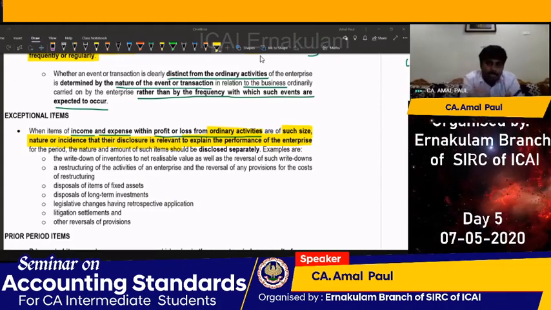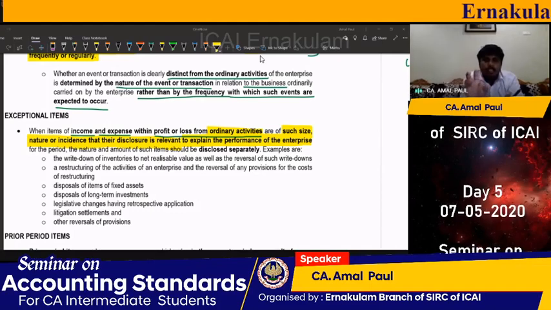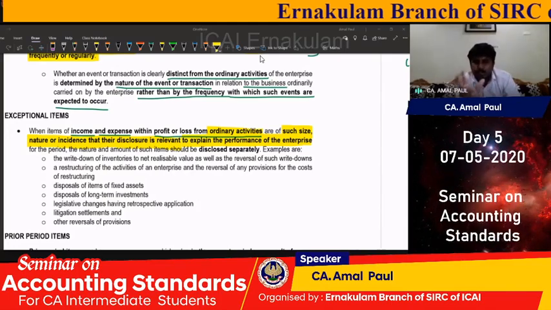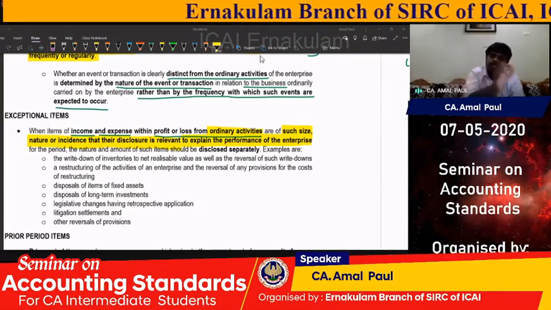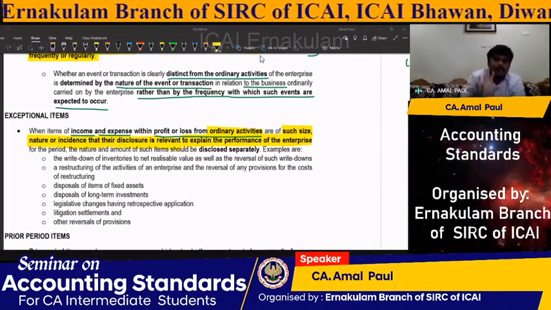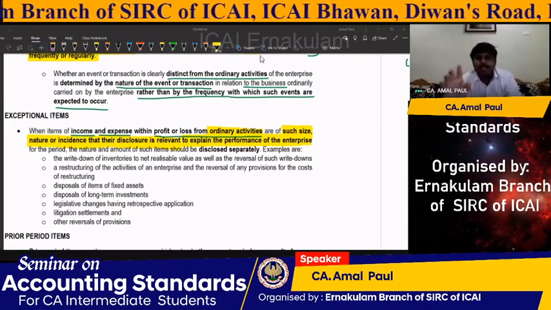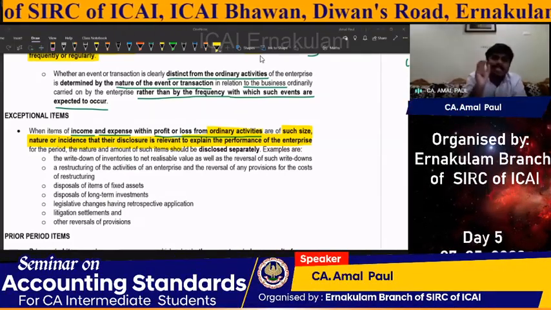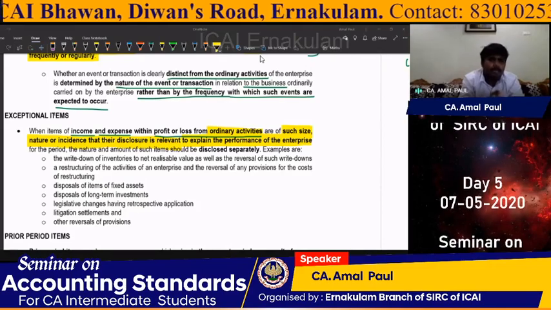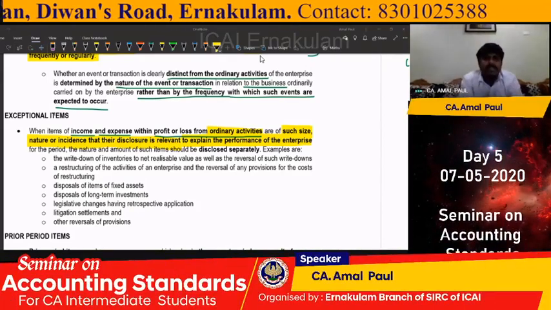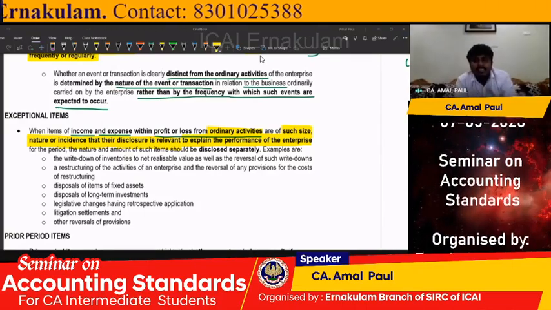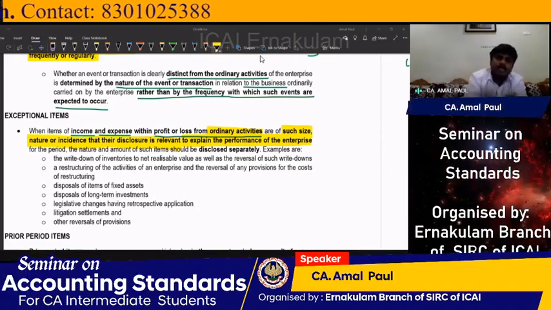If it is to be disclosed separately for the purpose of understanding this entity's performance, these are not occurring frequently, or rarely occur, but are within the ordinary course itself. So in order to understand the usual profit, usual financial performance, a separate disclosure may be required. These type of items are known as exceptional items. These are not occurring frequently, but are within the ordinary activities itself, or their disclosure is necessary to understand financial performance.